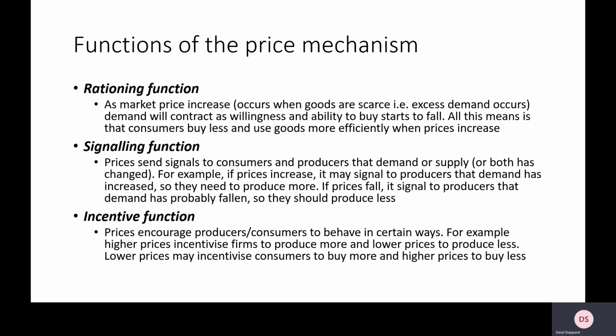Right, the next one is something called the signalling function. Now, the idea is that signals are sent out to both buyers and sellers in markets when price levels change. Now, think about producers with this then. If there's an increase in prices in a market, that will signal to businesses that there must be an excess demand in that marketplace. And that would signal to them that's a good market to move into and therefore supply more in that marketplace.